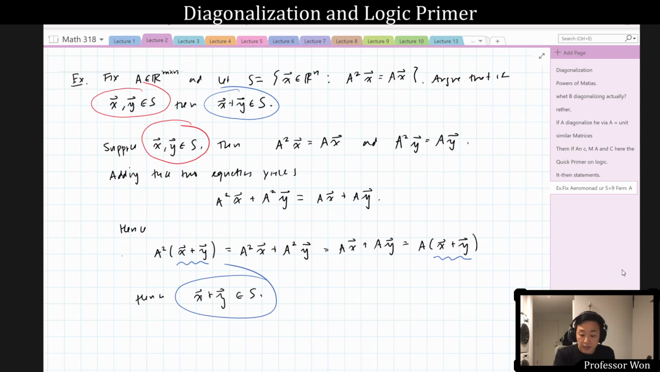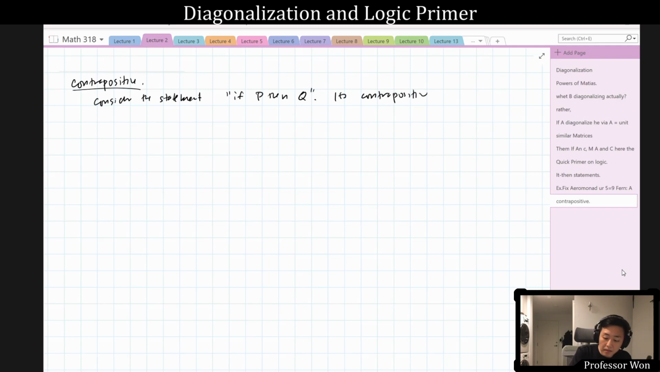Okay, so that's sort of the most straightforward way, but there are other techniques that you have at your disposal, and one of these is called the contrapositive. Okay, so if you consider the statement, if P then Q, its contrapositive is the statement, if Q is false, then P is false.